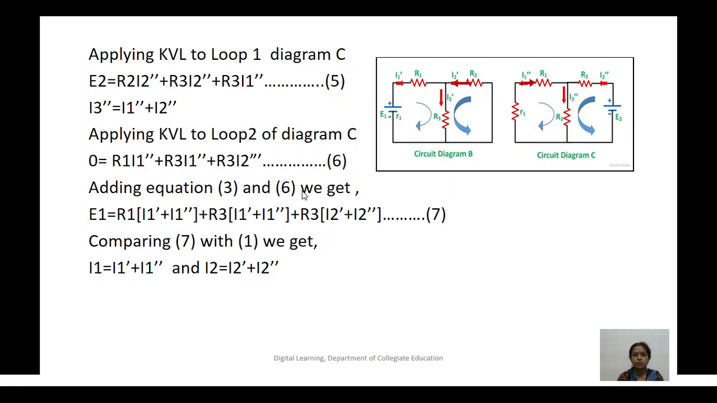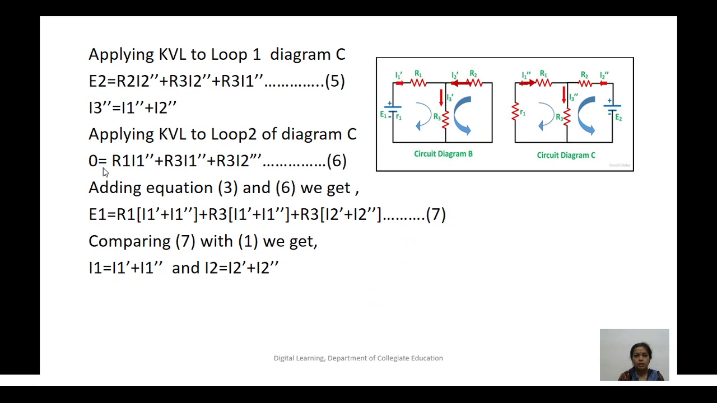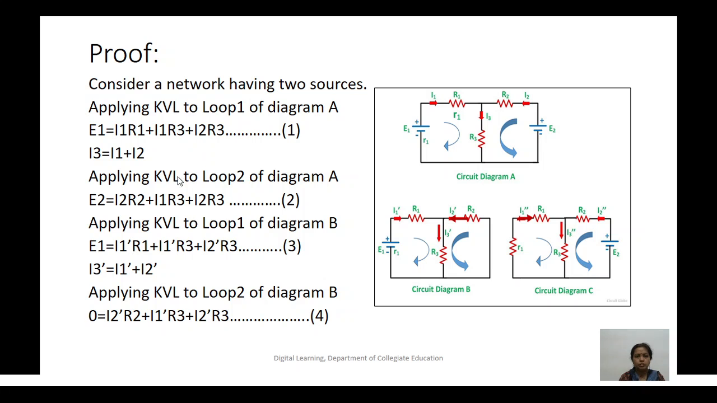Now adding equations 3 and 6, we get E1 is equal to... equation 3 is E1 equal to the currents, and equation 6 is 0 is equal to I1 double dash R1 plus I1 double dash R3 plus I2 double dash R3. If you add, you will get on the left hand side E1 plus 0, which is E1. On the right hand side we get this. If you compare this with equation 1, because in equation 1 also we have E1, if the left hand sides are equal, right hand sides also should be equal.